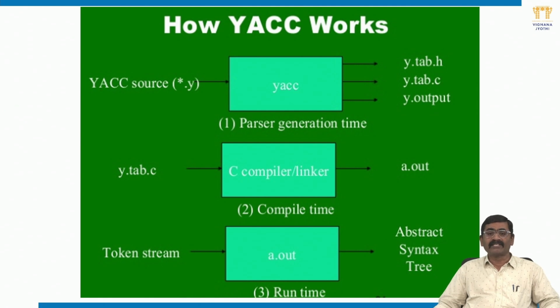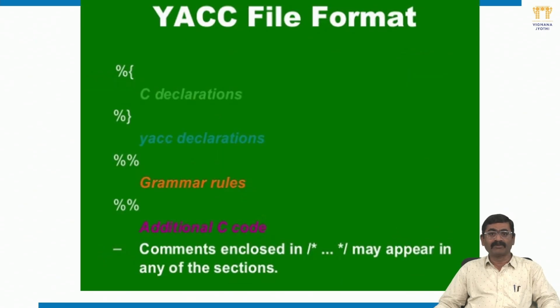Object code is generally saved in the a.out file. This is the standard file name. So whenever we get the object file in the file name a.out, we should run that object file by providing the input, so that we can generate the abstract syntax tree as the output, right? So let us see how to write a YACC program.